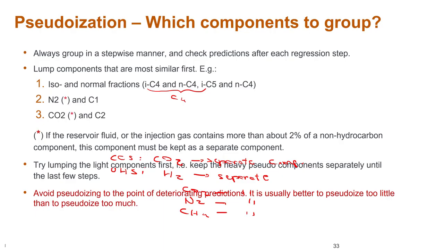Try one strategy for lumping and see the impact, to test if you are able to match the lab data using that strategy for lumping. If you are not able to match the lab data with that strategy, change your strategy. Try another strategy and compare the prediction between the equation of state and the lab experiment. It's trial and error, okay?